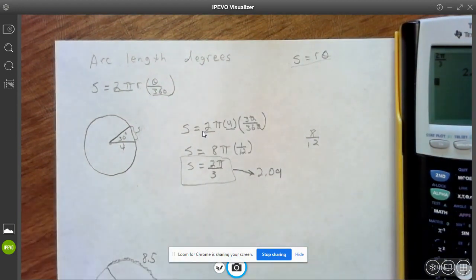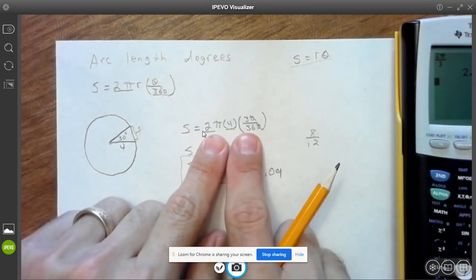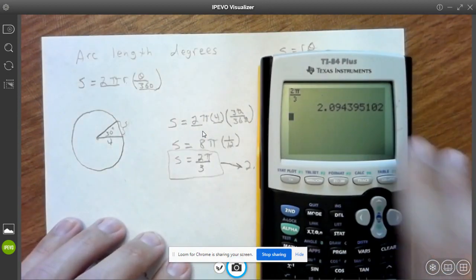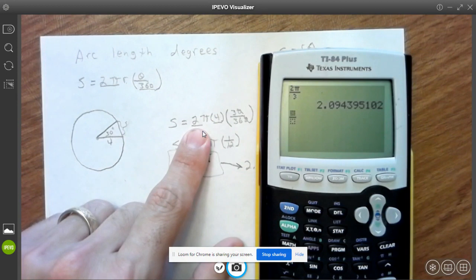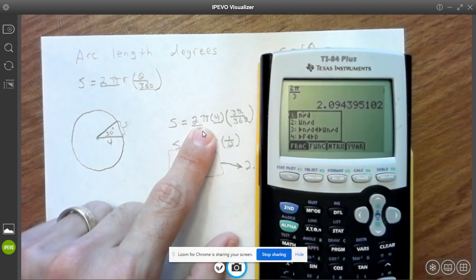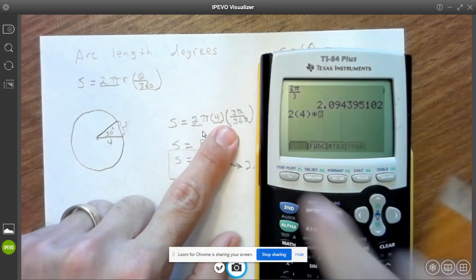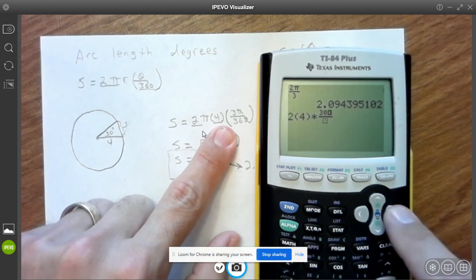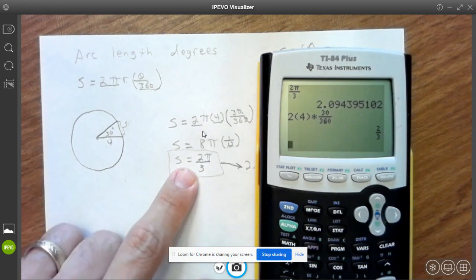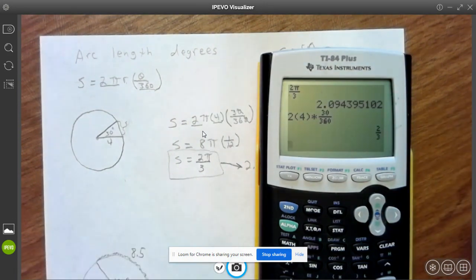2.09. And if you wanted to, you could have just typed that in straight away from the very beginning. I'll show you what I mean. If you would have just taken 2, ignoring the pi for now, times 4 times 30 over 360, you would have got the same thing, 2/3. Just don't forget to put the pi on there.